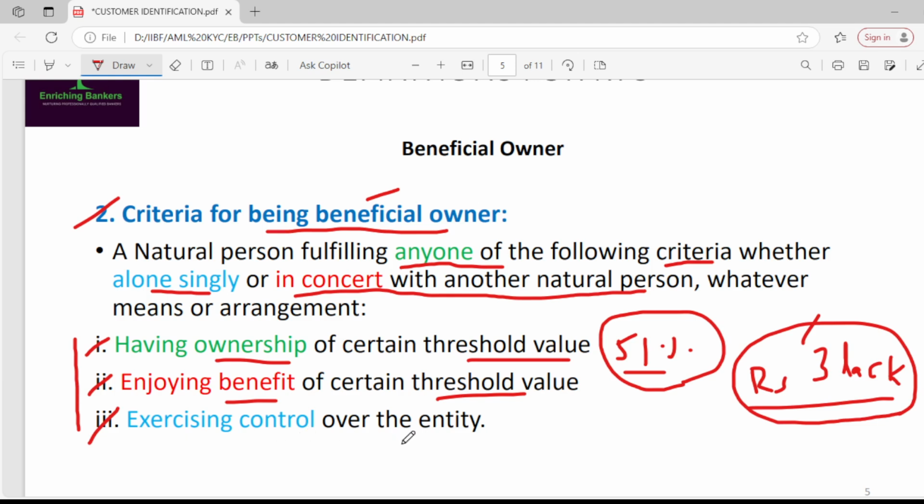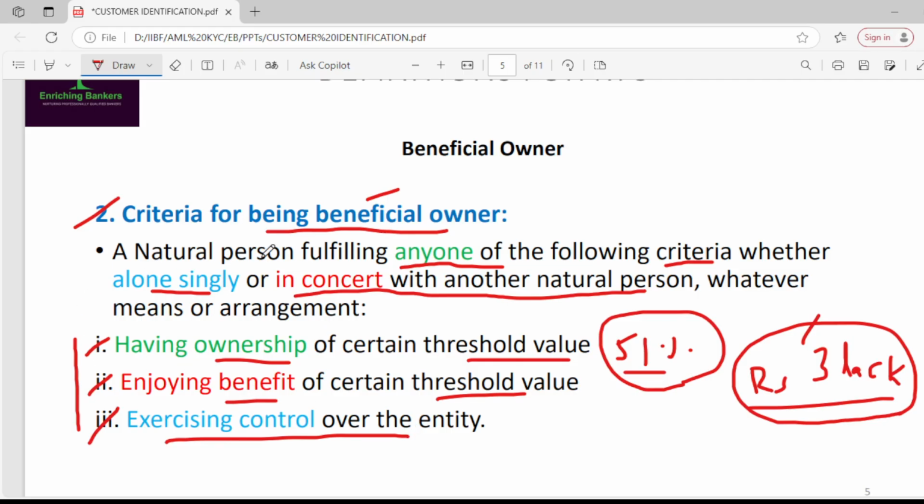Third point, exercising control over the entity. A natural person who exercises control over the entity. How can he exercise control over the entity? Exercises control through a right to appoint majority of the directors, or through a right to control management or control policy decisions, then they can be treated as beneficial owners.